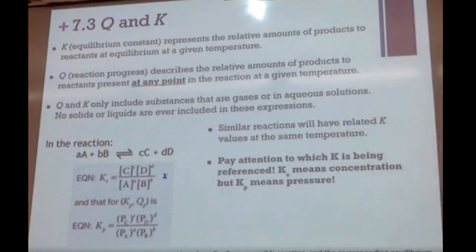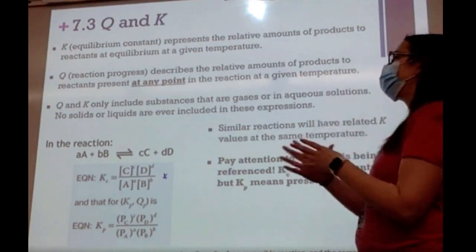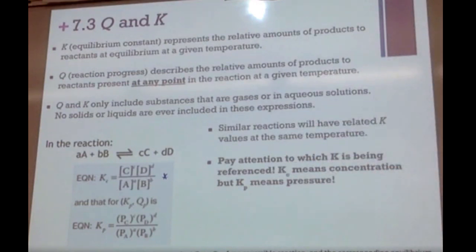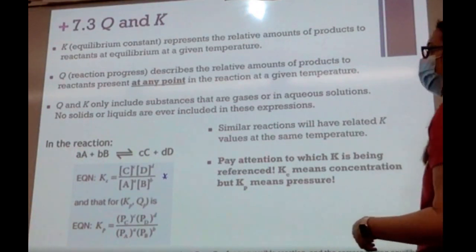Q is called the reaction quotient. Q describes products compared to reactants at any point. Q is, oh, they give us values. Let's plug it in. That's Q. We don't know if we're at equilibrium.